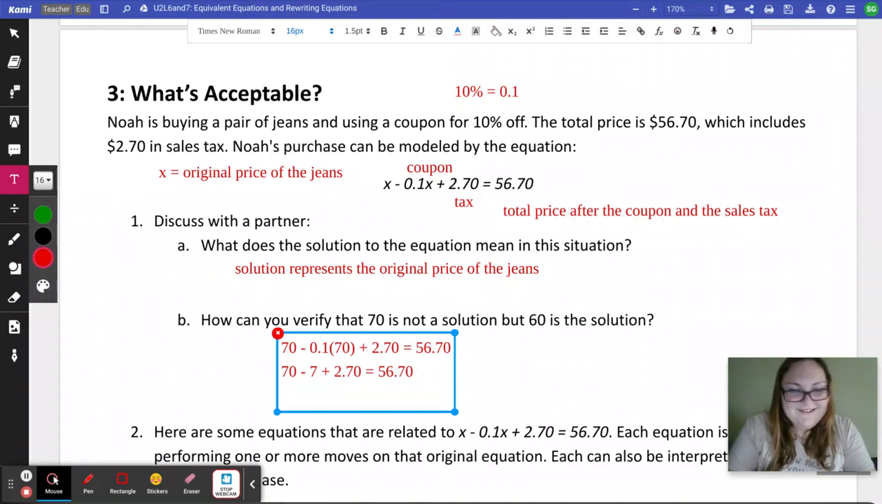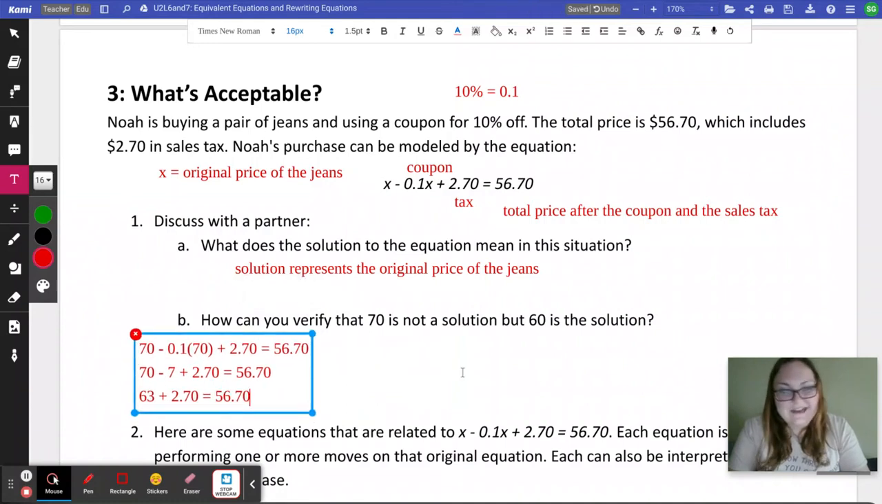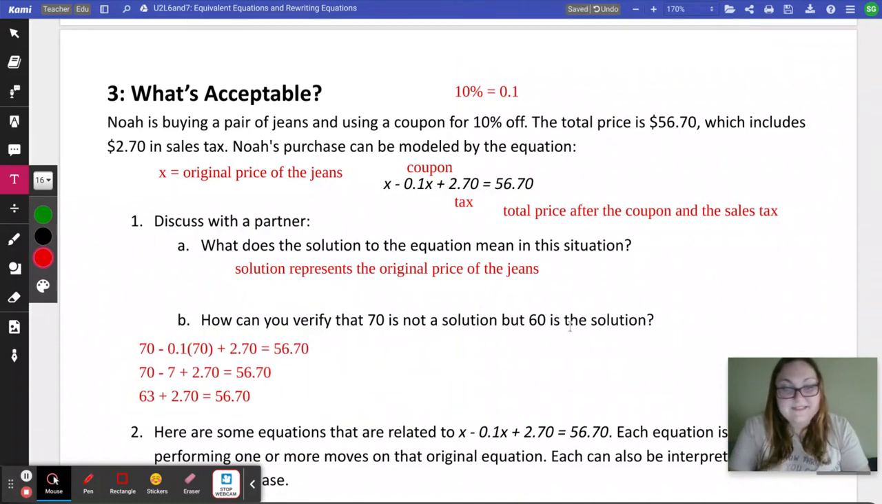Yep, I typed that right. And then 70 minus 7 gives you 63. And 63 plus 270 does not equal 5670. If 70 was the solution, remember, I should be getting an equation that's true, but 63 plus 270 is 6570, not 5670. So that's how I can show that 70 is not actually the solution. The second part of that question says, but 60 is the solution. So they're telling me 60 is the solution.